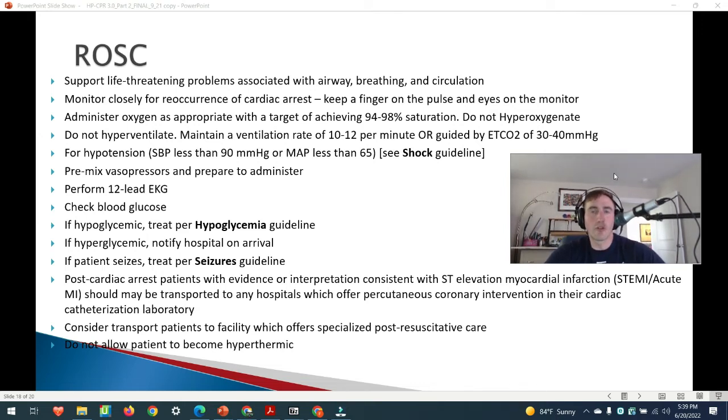Just follow your other guidelines, right? Bounce around in your guidelines if you need to. If they're having signs of purposeful movements, then use your post-intubation sedation protocols. If they have an obvious STEMI on the EKG, we're going to take them to a PCI center. And even if they don't have a STEMI on the EKG, we want to take them to a specialized post-resuscitation center.